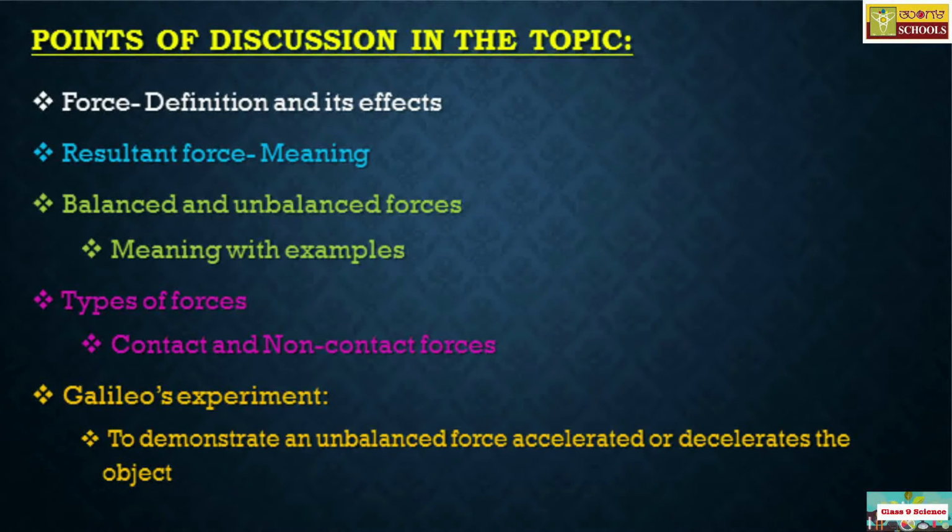these points. So point number one, that is the definition of force and its effects. The resultant force, the meaning of it, balanced and unbalanced forces, types of forces. You are also learning Galileo's experiment to demonstrate an unbalanced force accelerates or decelerates the object.